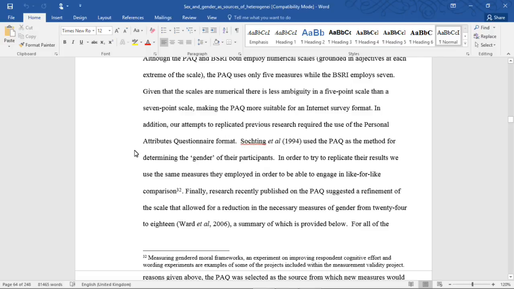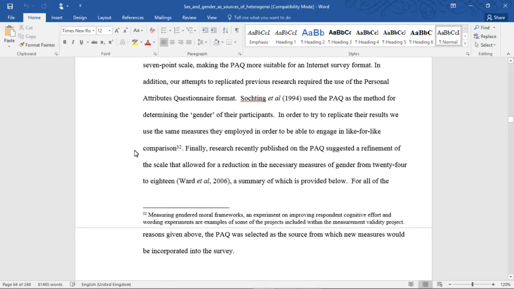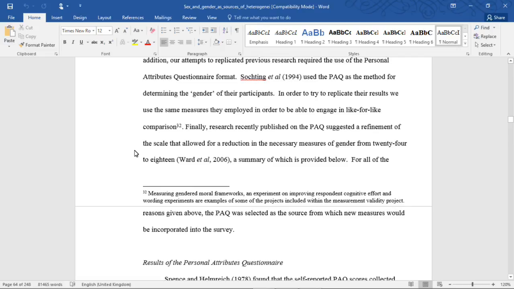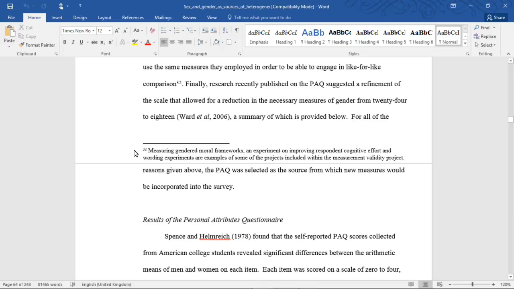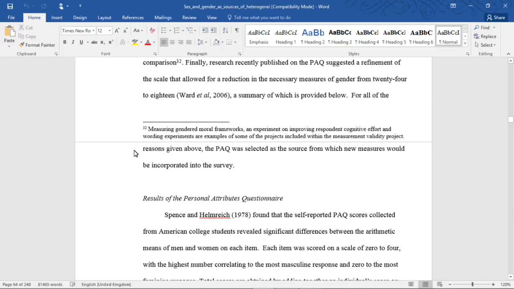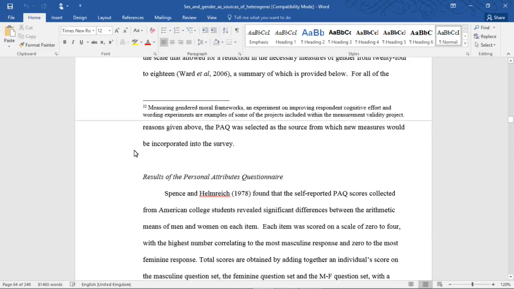In addition, our attempts to replicate previous research required the use of the Personal Attributes Questionnaire format. Sachin et al., 1994, used the PAQ as the method for determining the gender of their participants. In order to replicate their results, we used the same measures they employed in order to be able to engage in like-for-like comparison. Finally, research recently published on the PAQ suggested a refinement of the scale that allowed for a reduction in the necessary measures of gender from 24 to 18, by Ward et al., 2006, a summary of which is provided below. For all of the reasons given above, the PAQ was selected as a source from which new measures would be incorporated into the survey.